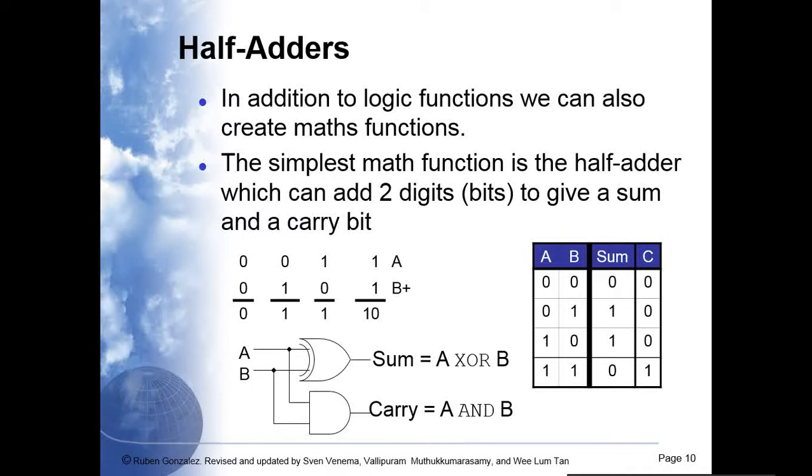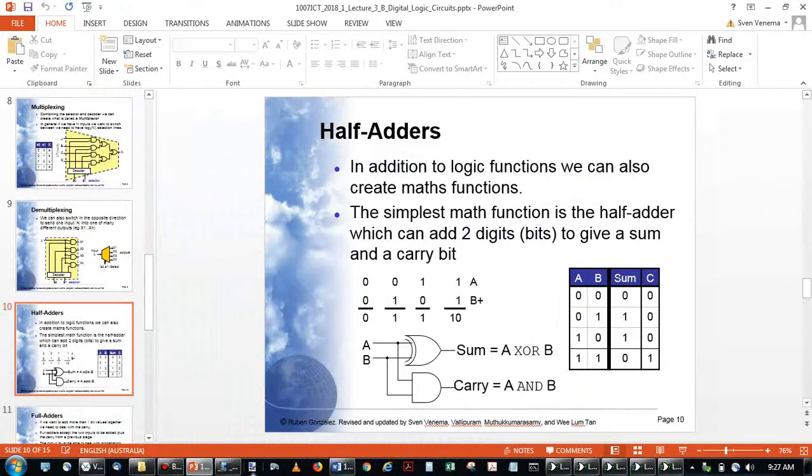We can also create math functions, and the simplest math function is the half adder. This thing can add 2 digits or 2 bits to give a sum and a carry bit. Apparently, looking at the bottom there, there's an XOR gate and an AND gate that comprise this half adder. So I'll show you how you generate that, or how you can think about this.